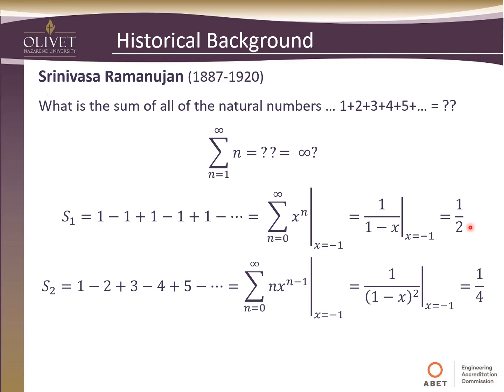So now Ramanujan noticed that if we take the second series, 1 minus 2 plus 3 minus 4 plus 5, this can be expressed as the summation from n equals 0 to infinity of n times x to the n minus 1, which of course is just the derivative. If you look at this, this is the first derivative of this. And let's still keep x equal to minus 1. Well, again, we know from calculus, we've derived expressions for these series, and in this case, we get 1 over 1 minus x squared. So again, if we let x equal to minus 1, now we get a summation of 1/4.